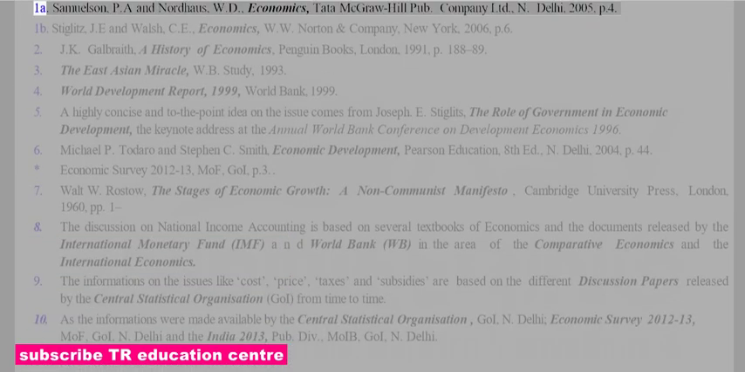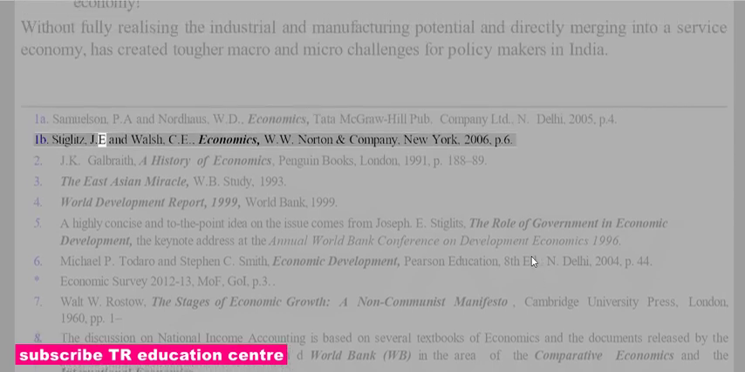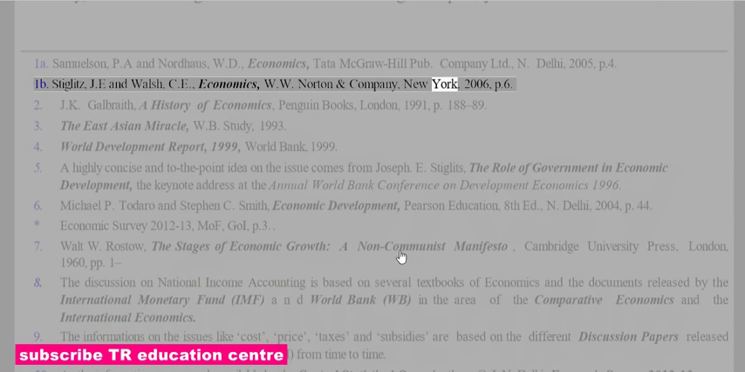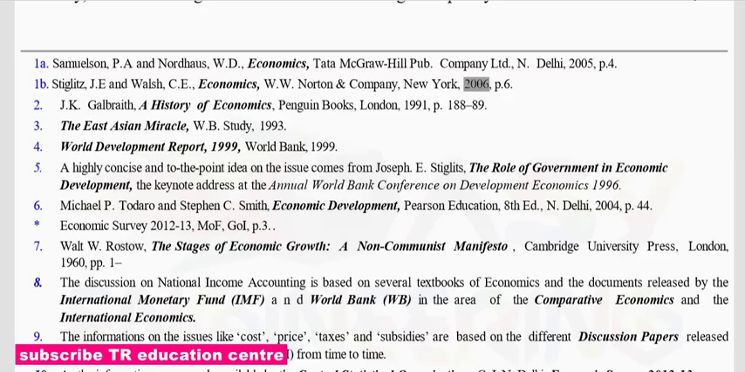1A Samuelson, P.A. and Nordhaus, W.D., Economics, Tata McGraw-Hill Publishing Company Limited, New Delhi, 2005, p.4. 1B Stiglitz, J.E. and Walsh, C., Economics, W.W. Norton and Company, New York, 2006.